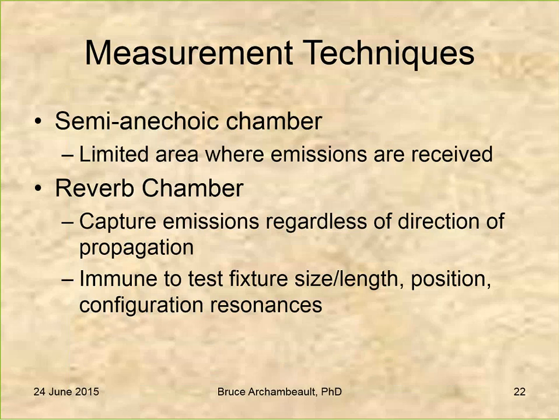All right, so again, we're going to use a reverb chamber because the semi-anechoic chamber has a limited area where the emissions are actually received. We rotate our product 360 degrees, but the antennas only go from 1 to 4 meters, and so any emissions that go up or off at some other angle are missed. But in the reverb chamber, we can capture the emissions no matter what direction they come off. And also what's nice is that it's immune to cables and cable position especially. However the emissions come off, we'll be able to capture it and see the difference.